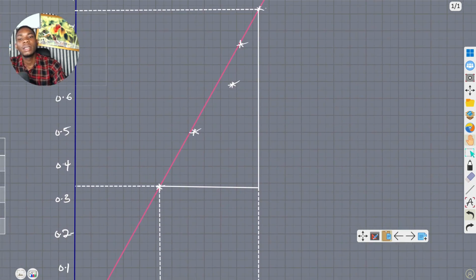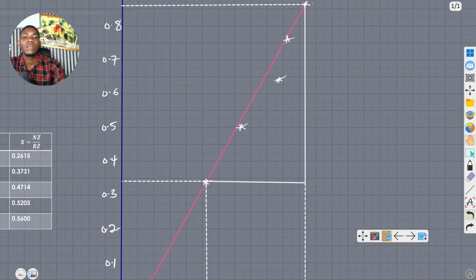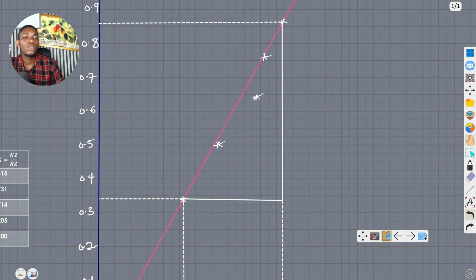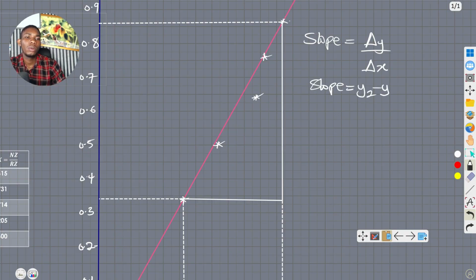All right, now at this point in time, you can take your slope. You are not supposed to write your slope on the graph, even if you can see the slope here. The slope is change in y over change in s. So your slope will be change in y, which is y2 minus y1, over change in s, which is s2 minus s1.